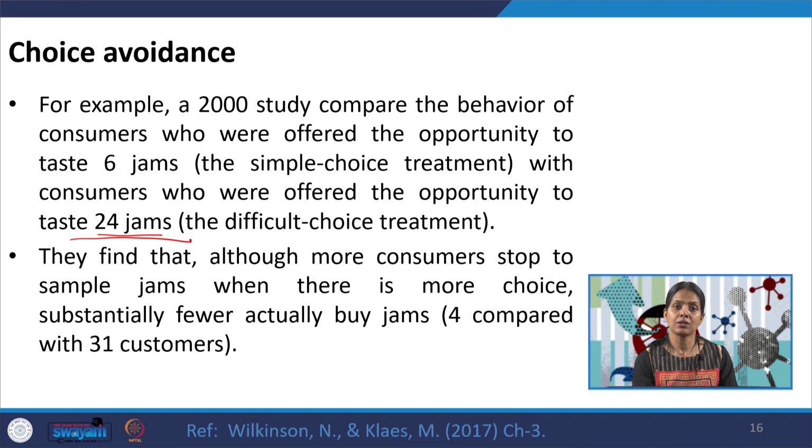Substantially fewer actually buy jams. So, 4 compared with 31 customers. So, if 31 customers stop by, then only 4 customers purchase, while if fewer jams are on display, then possibly the percentage of individuals who finally buy is much larger compared to the individuals who come to taste them.